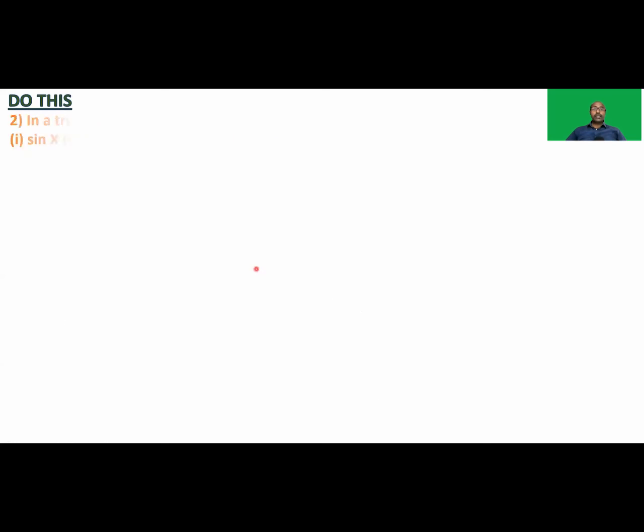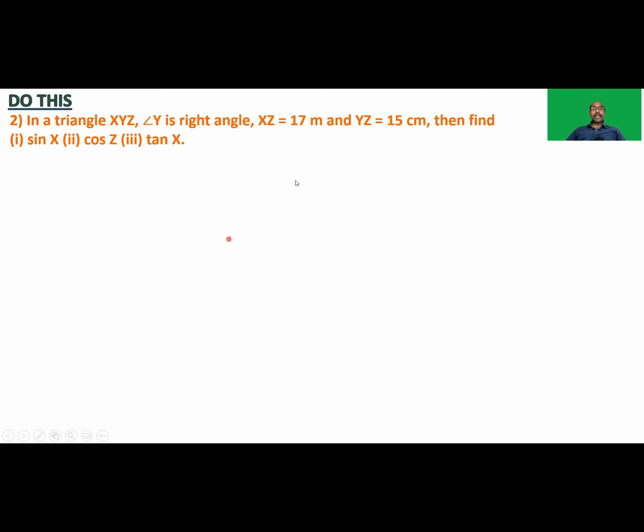And let us see another problem. In a triangle XYZ, angle Y is right angle. XZ equal to 17 meters and YZ is equal to 15 centimeters. Then find sin X, cos Z, tan X. Sorry, students, here we have only meters. This is not centimeters. Take it as meters. So this is the picture. Let us see the solution.